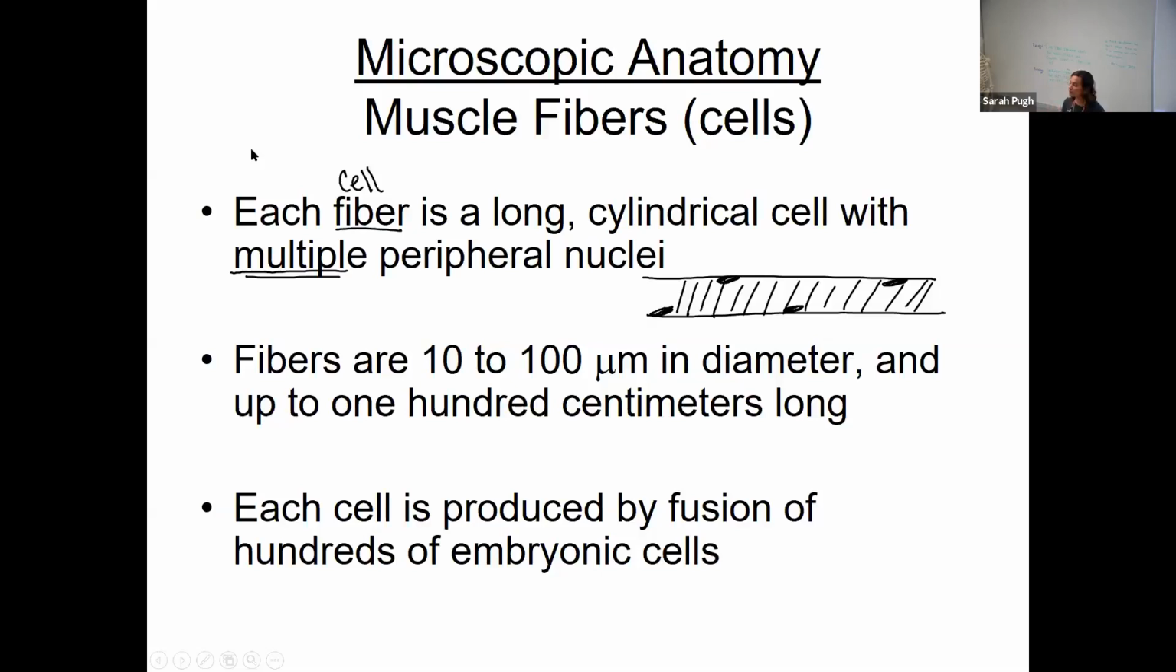And the reason why you have many nuclei in one single skeletal muscle cell is because in an embryo, skeletal muscle cells are formed through the fusion of many embryonic cells. So many cells come together to make one long muscle cell. So that should make sense why you have many nuclei in that one muscle cell.